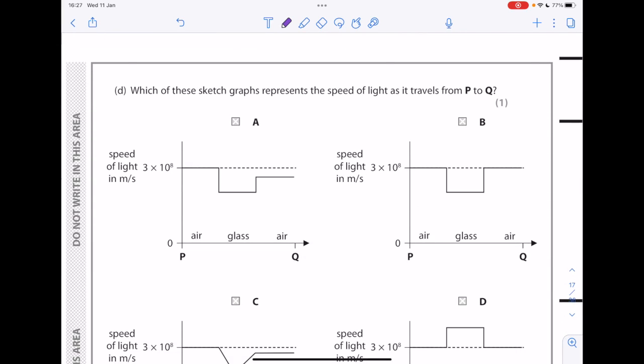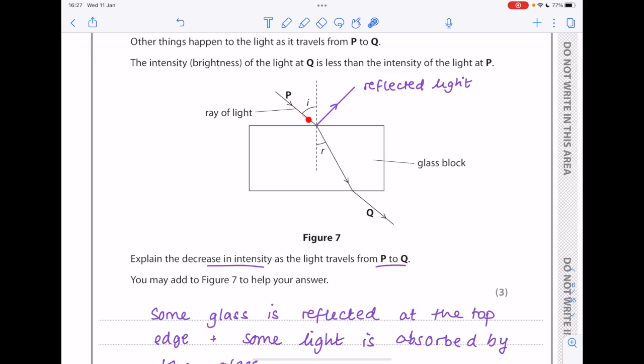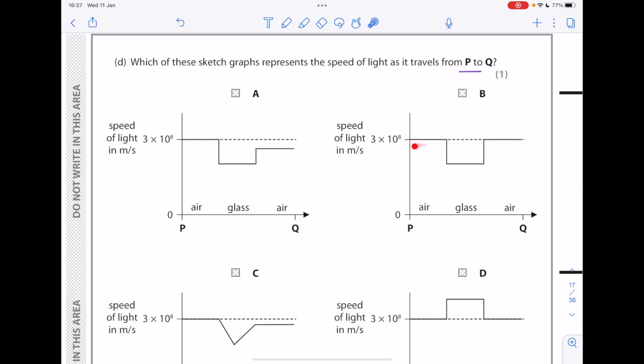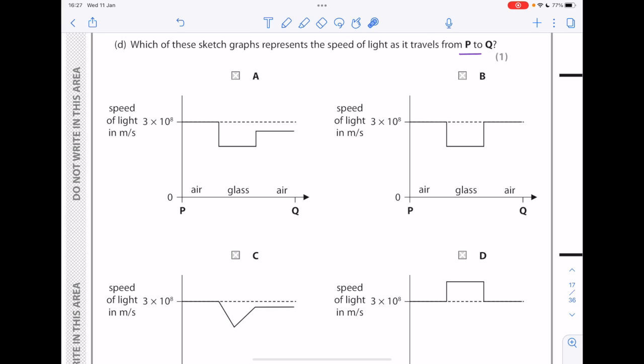Which of these sketch graphs represents the speed of light as it travels from P to Q? So in this portion it will be travelling fast inside the air, here and here, and then it slows down in the mid portion as it enters the glass block. So there we are in air, travelling fast, and there it is slowing down. But notice it will travel at the same speed in air, so that's why this is correct.